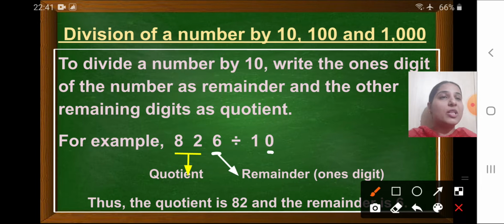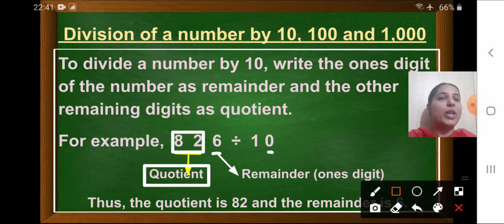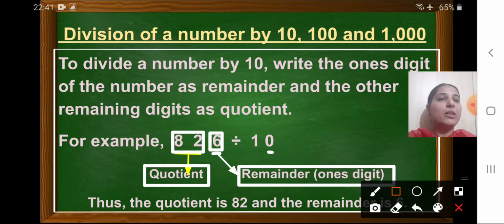The digit which is at the ones place will be the remainder, whereas the other remaining digits will be the quotient. So in this number 826, 6 is the remainder here, so the remaining digits, it means this 82 here, that will be the quotient. And this digit which is at the ones place of the dividend, it means 6, that will be our remainder.